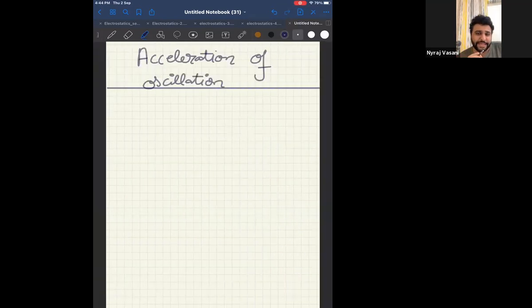Now my next topic is acceleration of oscillation. And after that, the topic is velocity of oscillation. Don't write. And after that, the topic is displacement of oscillation. I want to give you the direct result. Should I give you the direct result? Or you want to derive it with me? Derivation is actually for 12th standard. For you, the direct results are fine. Tell me, what approach do you want to follow?